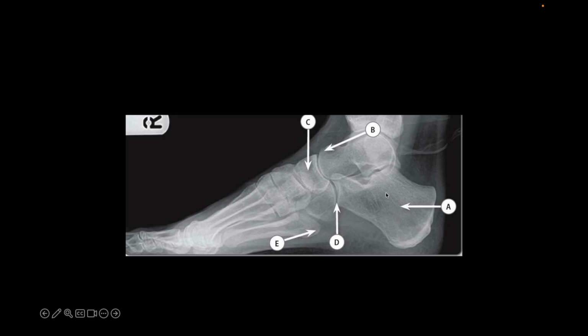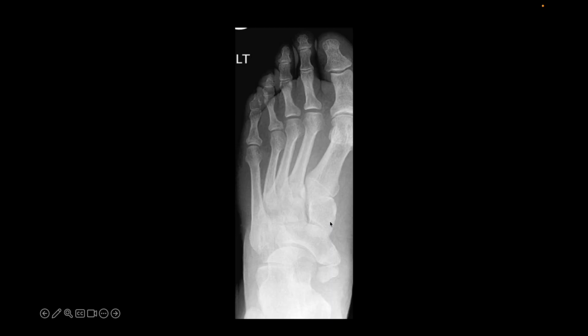Again, your heel is called your calcaneum. This is the head of the talus. I think if you say talus, that's fine as well. This is your navicular. D is the calcaneal cuboid joint. So the joint between the calcaneus and cuboid will be the calcaneo-cuboid joint. And then again, they like asking about the base of the fifth metatarsal because it's clinically quite important when it comes to fractures there.